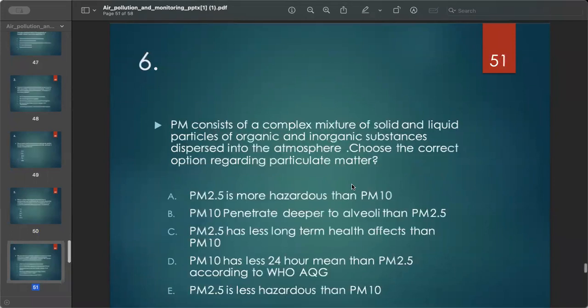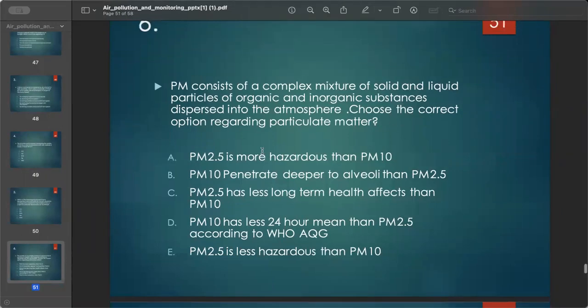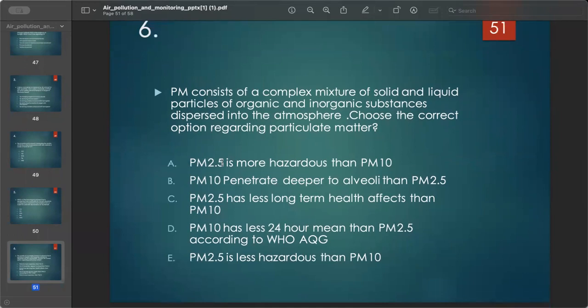Question number six: PM consists of a complex mixture of solid and liquid particles of organic and inorganic substances dispersed into the atmosphere. Choose the correct option. A is the right answer.